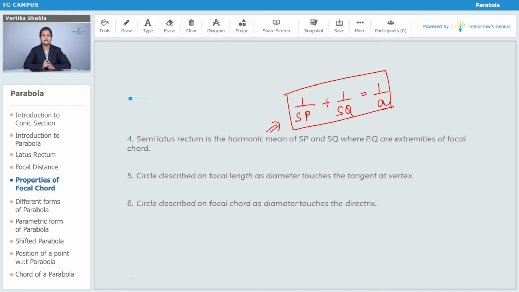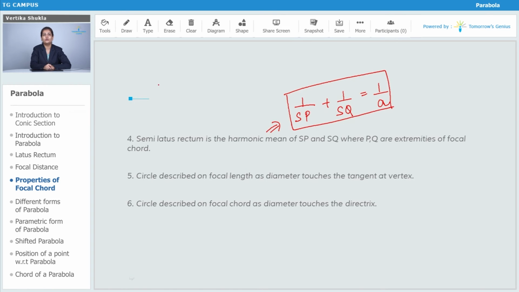The fifth property says that the circle described on the focal length as diameter touches the tangent at the vertex. If you take the focal length as the diameter and make a circle through it, then you will see that that circle will touch the tangent at the vertex.